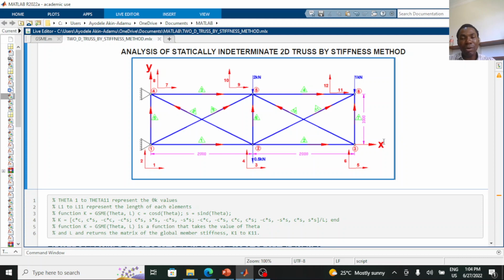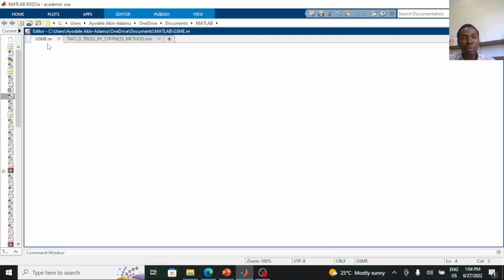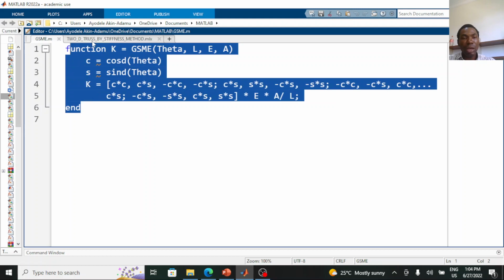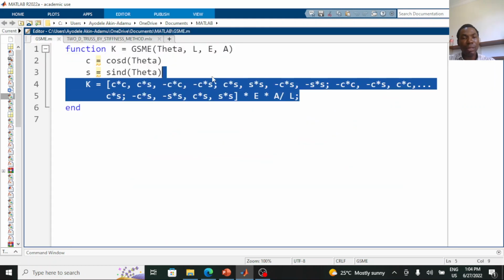I've already done the bulk of the explanation to solve this problem in my PowerPoint, so this will just be a summary. So here, what you see live, I've written a live script which I'm going to use to solve this problem, and I'm also using a manual function which I wrote to help me compute my local stiffness matrix for each element.